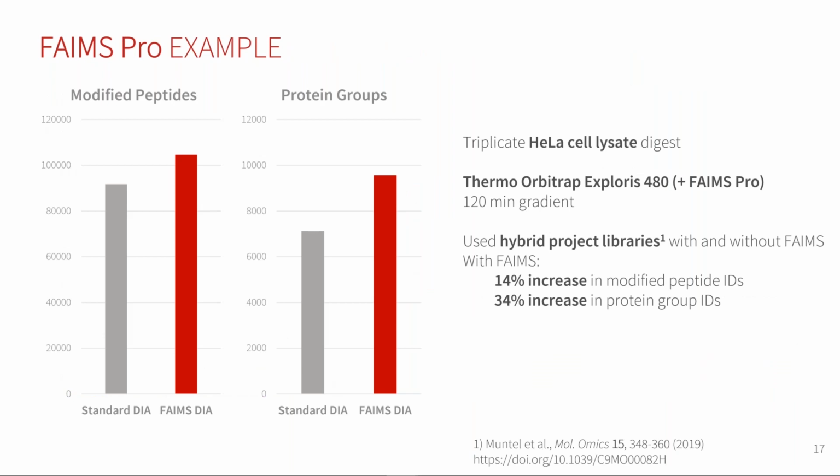This is from a slightly different data set, also HeLa cells. This time we're looking at FAIMS Pro data. This was a 120-minute gradient. And we see that in this case, we use Spectronaut to generate hybrid libraries from DDA and DIA data for the data analysis. And what we can see here is that adding FAIMS Pro lifts up the number of modified peptide IDs and identified protein groups significantly. And that allows us to identify close to an average of 10,000 protein groups per sample from these triplicate HeLa runs.